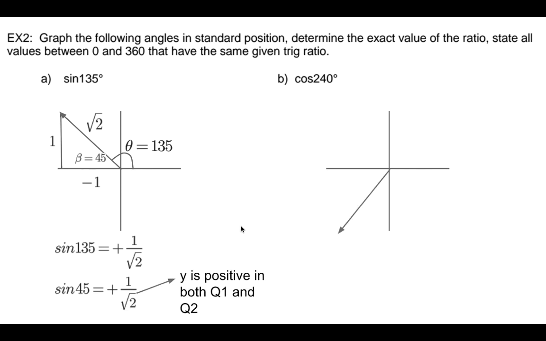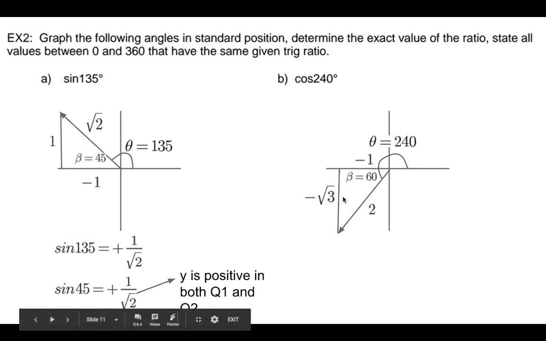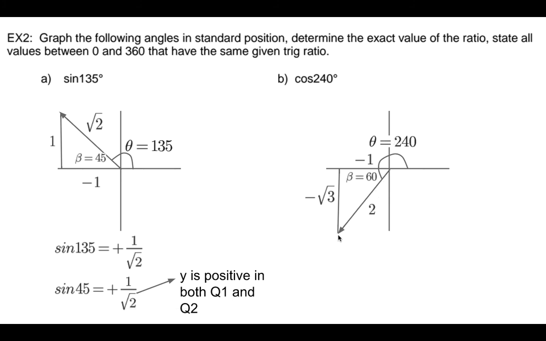Drawing 240 degrees: it's higher than 180, less than 270, so that's 240 degrees. That creates a beta of 60, so you can actually draw the special triangle, the 1, 2, √3 triangle. The hypotenuse is 2, the adjacent side is -1, and the opposite side is -√3. Notice that these are both negative because the coordinate that we make is in the bottom left quadrant, where x and y are both negative. So cosine of 240 is adjacent over hypotenuse, -1/2.